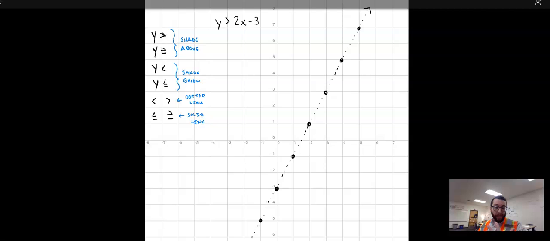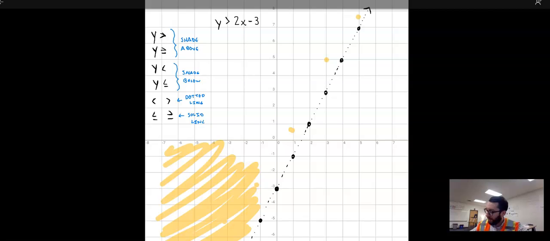Then y is greater than, so that means shade above the line. Okay, that means that y is any number that's above that line. So pick any point on the line and then just move up, right? If I pick a point and move up, you'll notice anywhere on this line, up brings me into this territory. And so then you just shade it in.